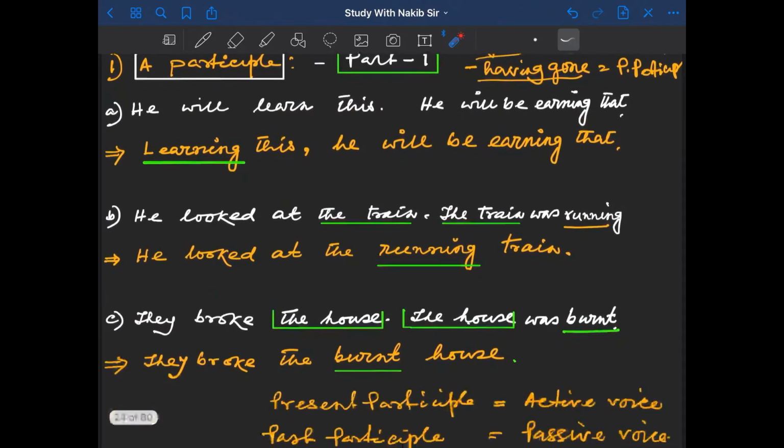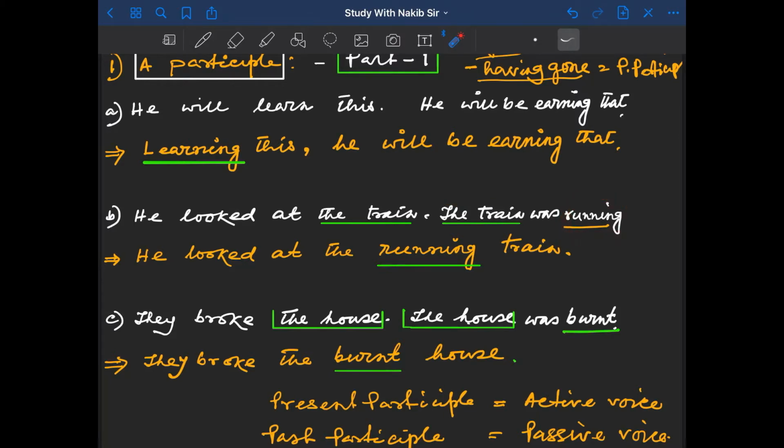Next example. He looked at the train. The train was running. First check the given sentences. See the nature of the first sentence. He looked at the train. The train is the object of the first sentence. And see the second sentence. The train is running. This train is the subject of the second sentence. So the subject of the second sentence, the train, is the object of the first sentence. Okay. And the second sentence is written here to say how the train is. The answer is the train is running.